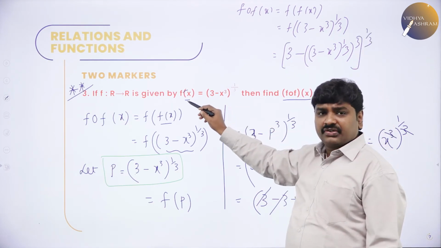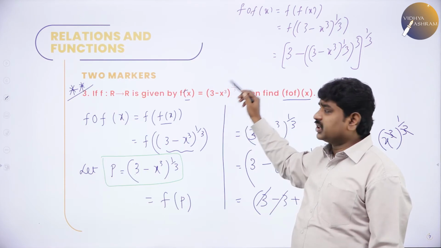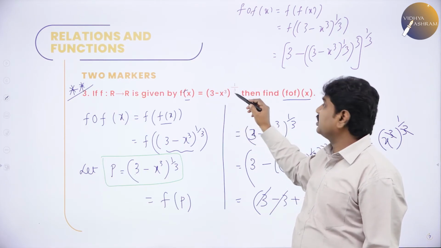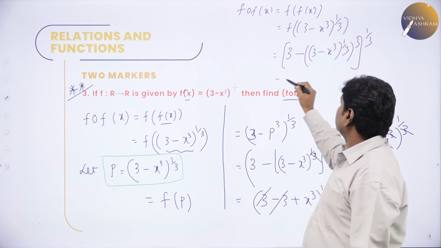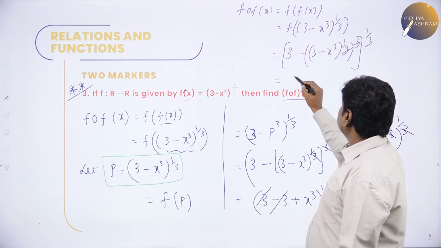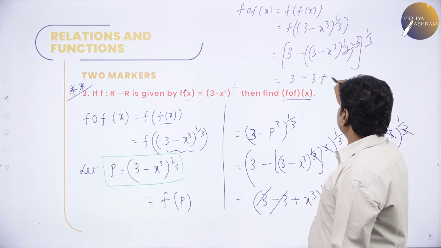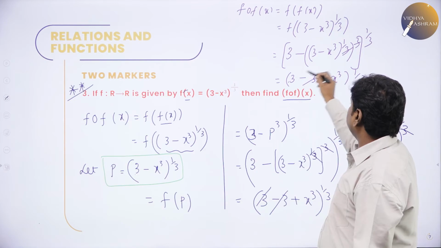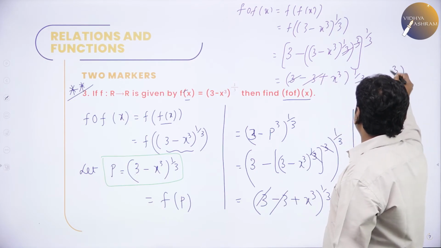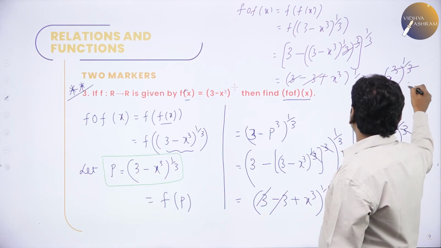So, refer the question. f of x is (3 minus x cube) whole power 1 by 3. f of p is (3 minus p cube) whole power 1 by 3. f of this is (3 minus this cube) whole power 1 by 3. So, now this 3 and 3 cancels. Open the brackets. 3 minus 3 plus x cube, whole power what? 1 by 3. Further minus 3 plus 3 cancels. We are left out with x cube power 1 by 3. So, these two cancel. Final answer is x.